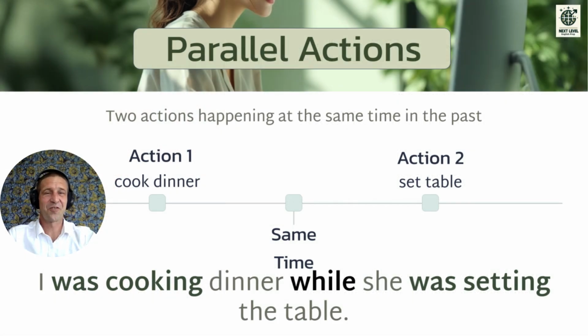The second use is for parallel actions. This is when two actions were happening at the same time in the past. Check this out. Action 1 is cooking dinner. Action 2 is setting the table. Both are happening at the same time. So we can say, I was cooking dinner while she was setting the table. Two longer continuous actions, same moment.